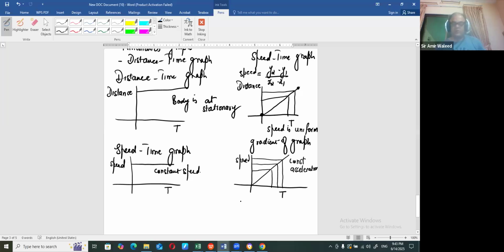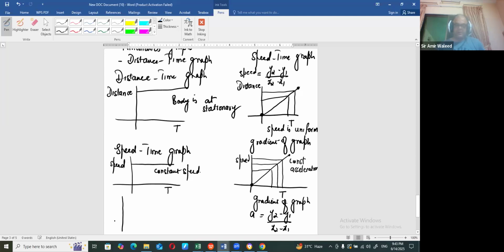How do we find that value? Again, you can find the gradient of the graph to find the acceleration. So acceleration will be equal to, again, you take 2 points on the graph, y2 minus y1 divided by x2 minus x1, right? This will give you the acceleration, the constant acceleration.